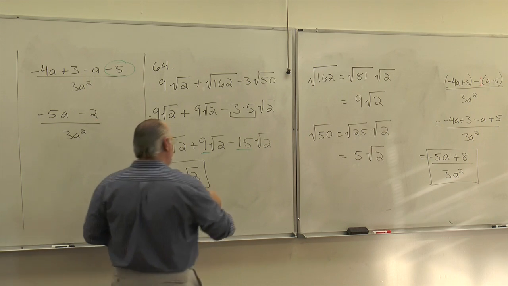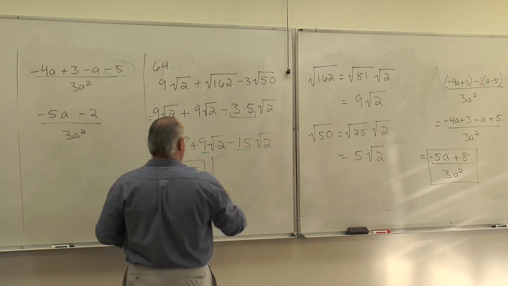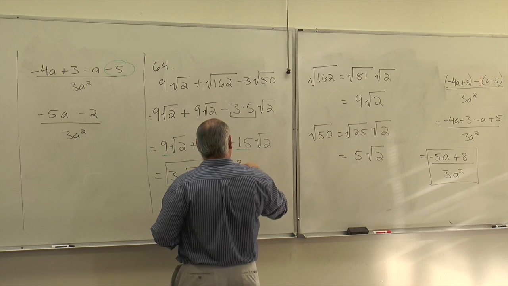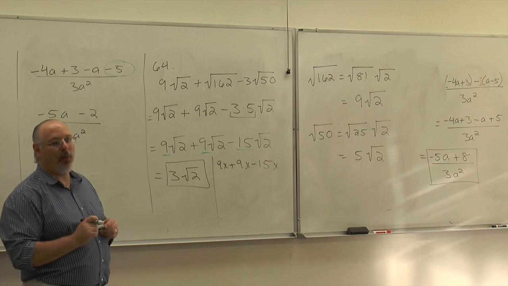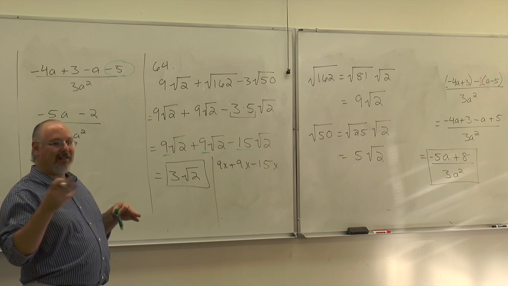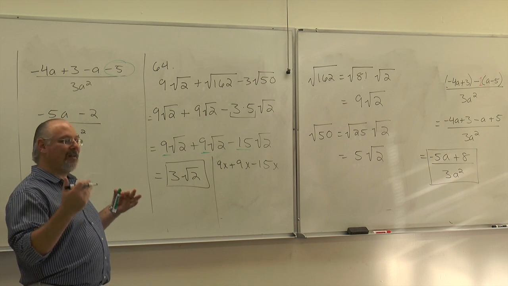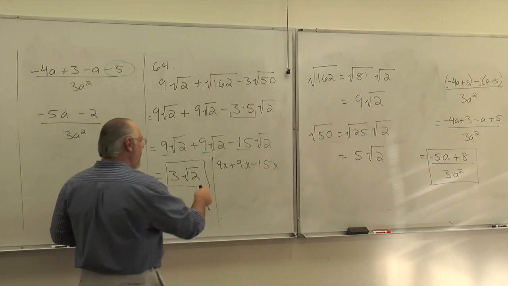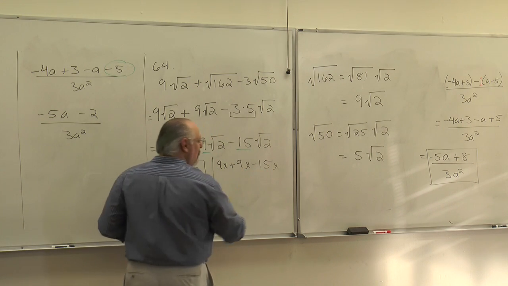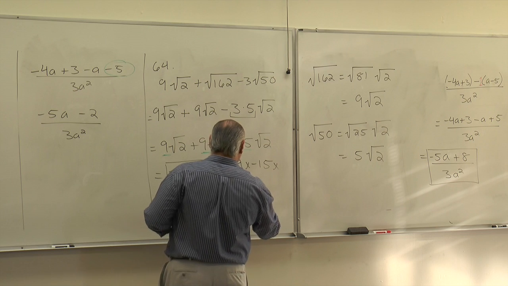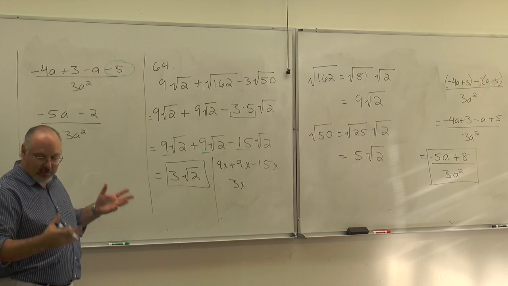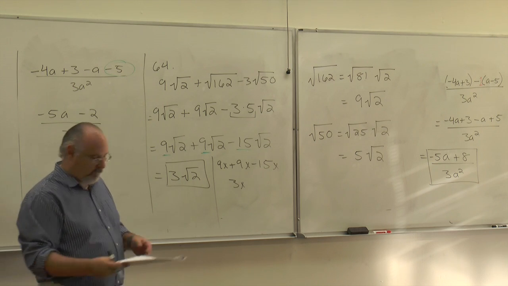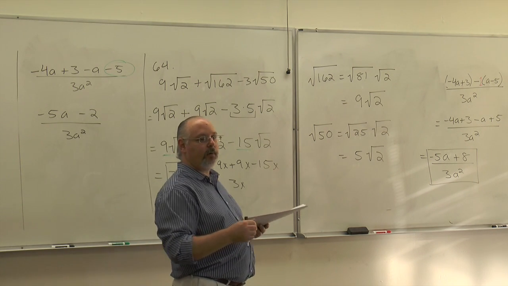If this was a variable expression, 9x plus 9x minus 15x, we would simplify it the same way. Right? When we're adding and subtracting like terms, we add and subtract the coefficients. 9 plus 9 is 18, minus 15 would be 3x. Right? The analogy is the same. It's the same idea. Okay?